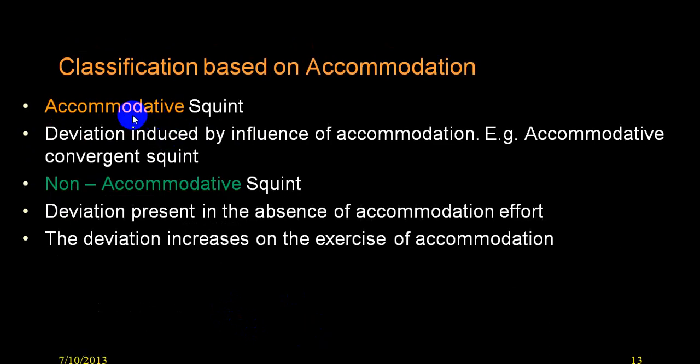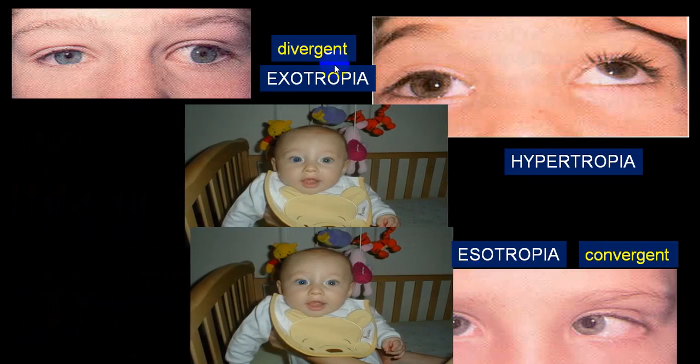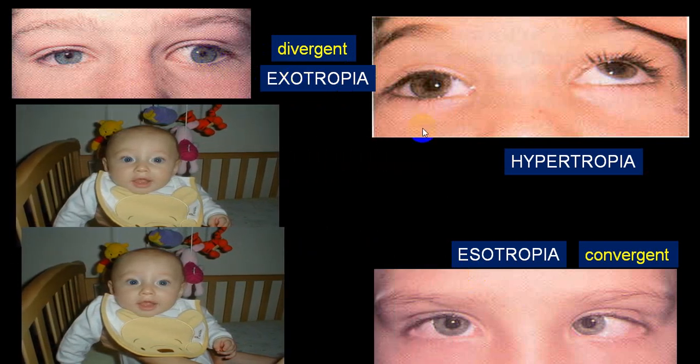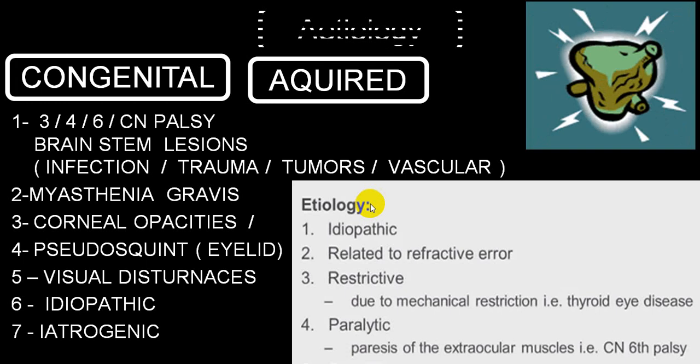There is another called accommodative, meaning when you try to accommodate. So deviation induced by the influence of accommodation is called accommodative convergent squint. And when the deviation presents in the absence of accommodation, it is called non-accommodative squint. The deviation will increase on the exercise of accommodation. So you can have a divergent squint. Here you can see this eye is deviated, so it is exotropia. This is elevated, hypertropia. This is inward or esotropia, or we call convergent squint. These are the few words.